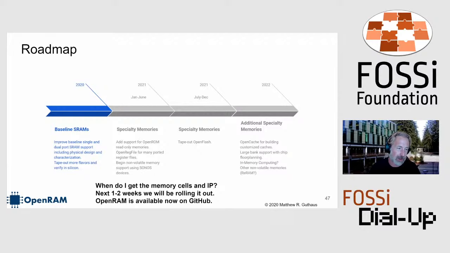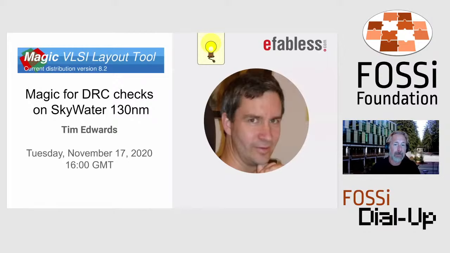So the question I get here is, when will I get the memory cells and IP? In the next one to two weeks, we're going to be rolling it out. We're trying to transition to the open PDK and then renaming the cells properly. That's changed a bunch of stuff. So once we get that done, we're going to release everything to the public. Next month, Tim Edwards is going to talk about Magic, which we are going to be using for DRC when we get the open source stuff done, and I fixed the memory core rules. That's November 17th at the FOSSi talk.